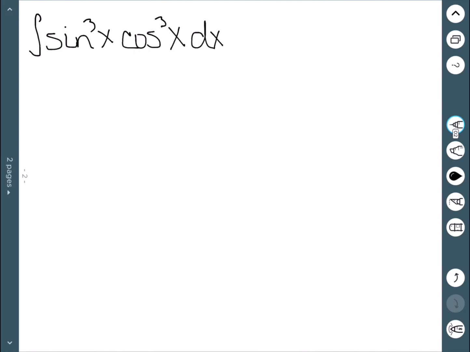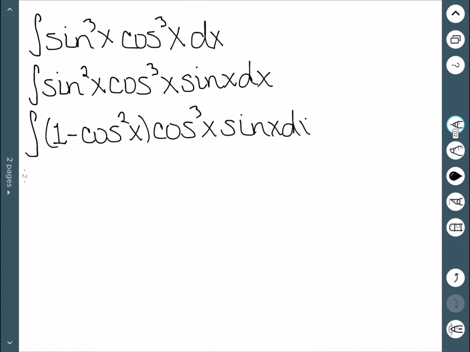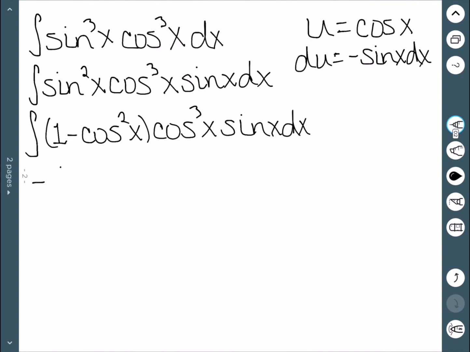Here, we'll look at sine cubed, cosine cubed. So we do have that the power of sine is odd. The first step was to rewrite this and break off a sine, so I'm going to rewrite it as sine squared cosine cubed times sine x. We then use our Pythagorean identity and say that sine squared is the same thing as 1 minus cosine squared, and we still have this cosine cubed sine x. The final step was to let u be equal to cosine x, which means du is the derivative of cosine, negative sine x dx. Therefore, we have negative integral of 1 minus u squared, u cubed, and then the sine x dx is going to be du.